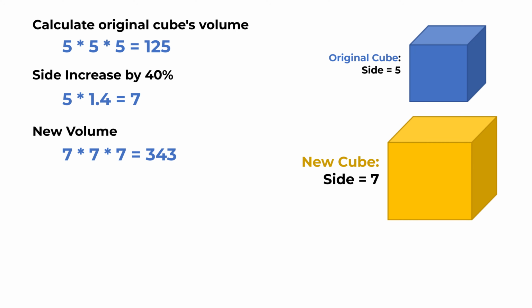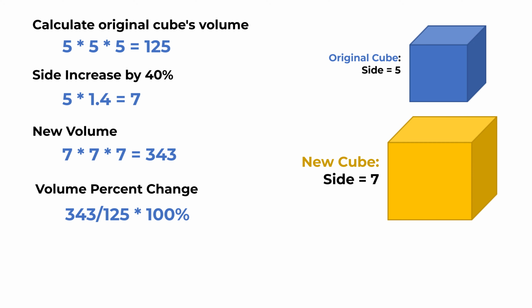will be 343. The volume change in percentages then can be calculated as the new volume 343 divided by the old volume 125 and multiplied by 100%.